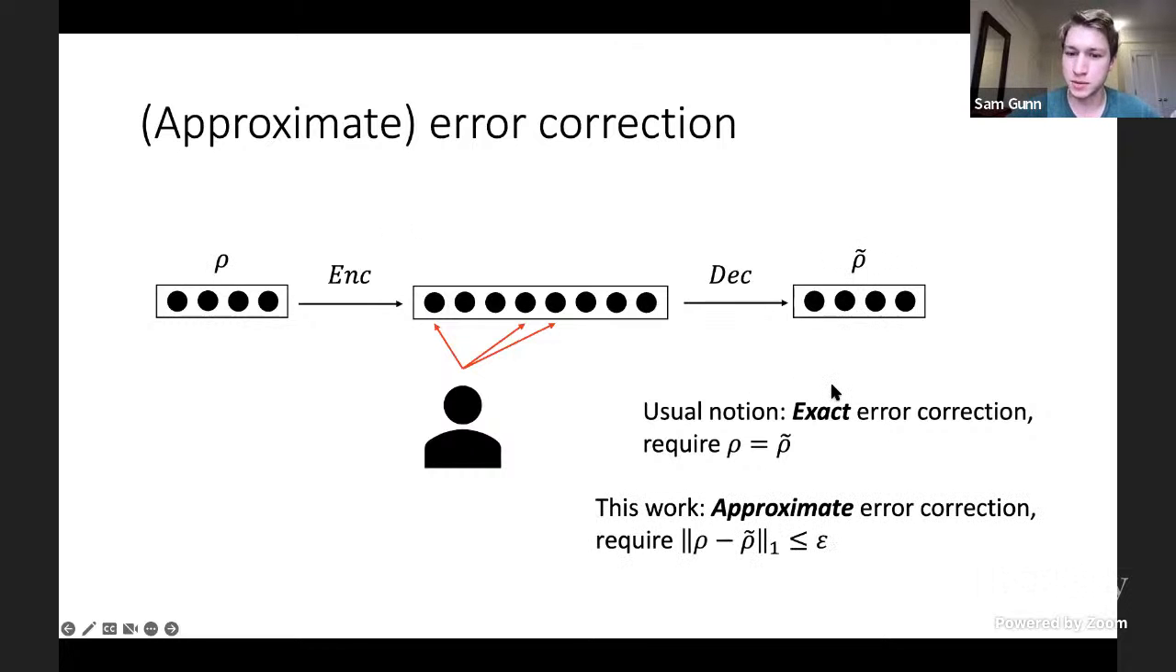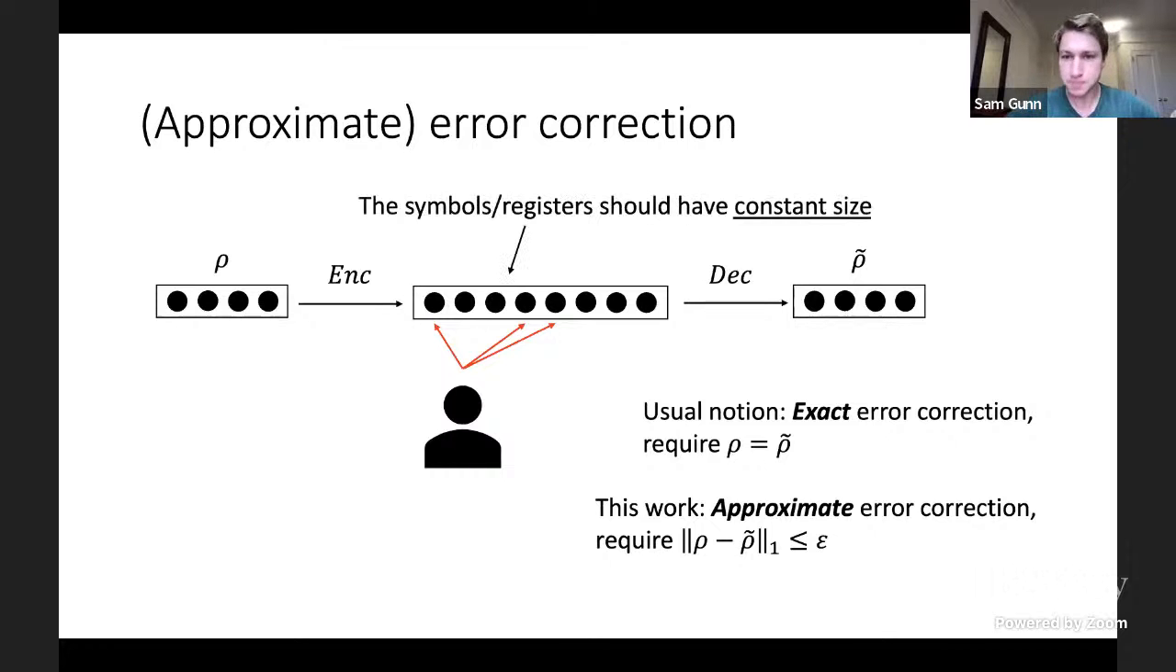But in this talk, we're going to be focused on what we can do with approximate error correction, where we only require the decoding algorithm to recover the message up to some small error, say epsilon. In particular, we're going to really want epsilon to be exponentially small, so that you would never notice that you weren't perfectly recovering your messages. It's as if you just did them perfectly.